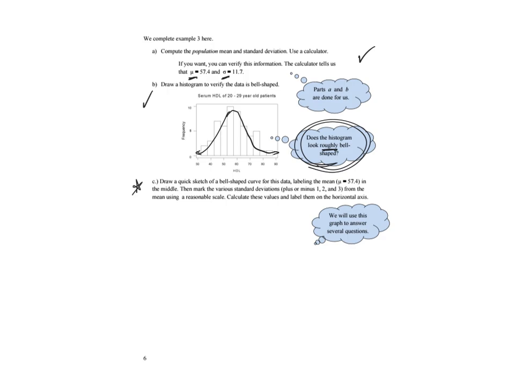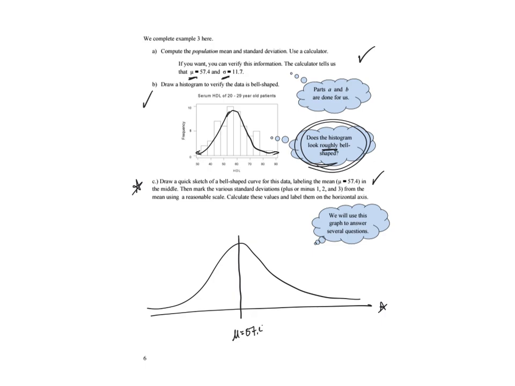Part C says, draw a quick sketch of a bell-shaped curve for this data. And here's what we want to do here. As good a bell shape as you can. Give yourself that horizontal line underneath it. That's like the x-axis on the graph. And then it tells me to label the mean in the middle. So wherever your hump happened to be, hopefully you've made a somewhat symmetric left versus right curve. But wherever the hump happens to be, we're going to label it mu. And that was 57.4. So I'm going to label that like that.